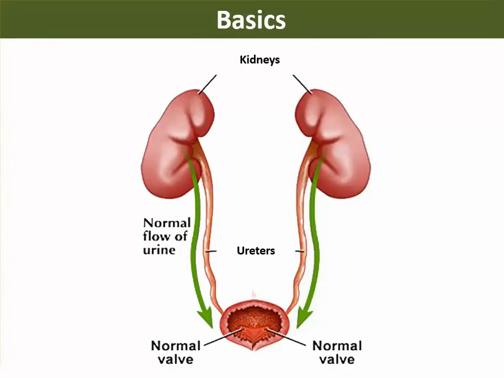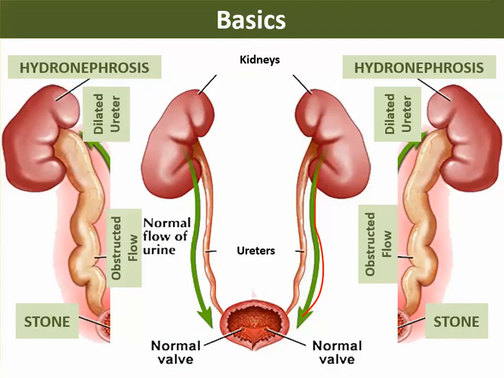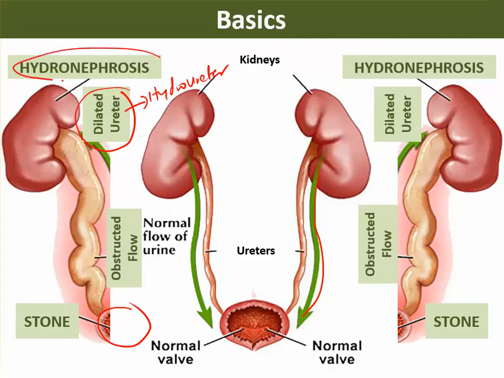Okay, this is a normal urinary flow. Okay, so how the urine forms and it flows towards the bladder, and if there is obstruction, what happens is two things get dilated. One is the ureter, the other one is the kidney. Dilation of the ureter is called hydroureter, and dilation of the kidney is called hydronephrosis.